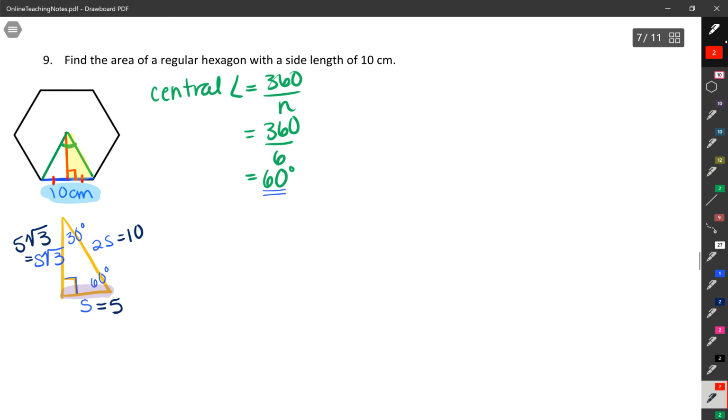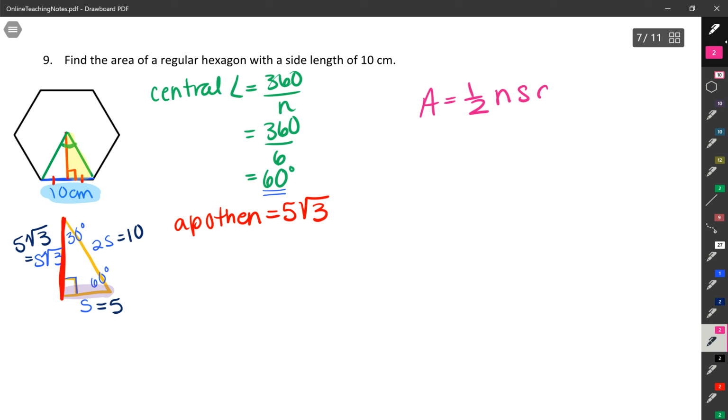So that 5 square root of 3 then right here, this is the apothem. So my apothem is equal to 5 times the square root of 3. All right, I think I have everything now to find my area. So the area is equal to 1/2 n s a. So that's 1/2. We have 6 sides. The side length is 10. The apothem is 5 square root of 3.